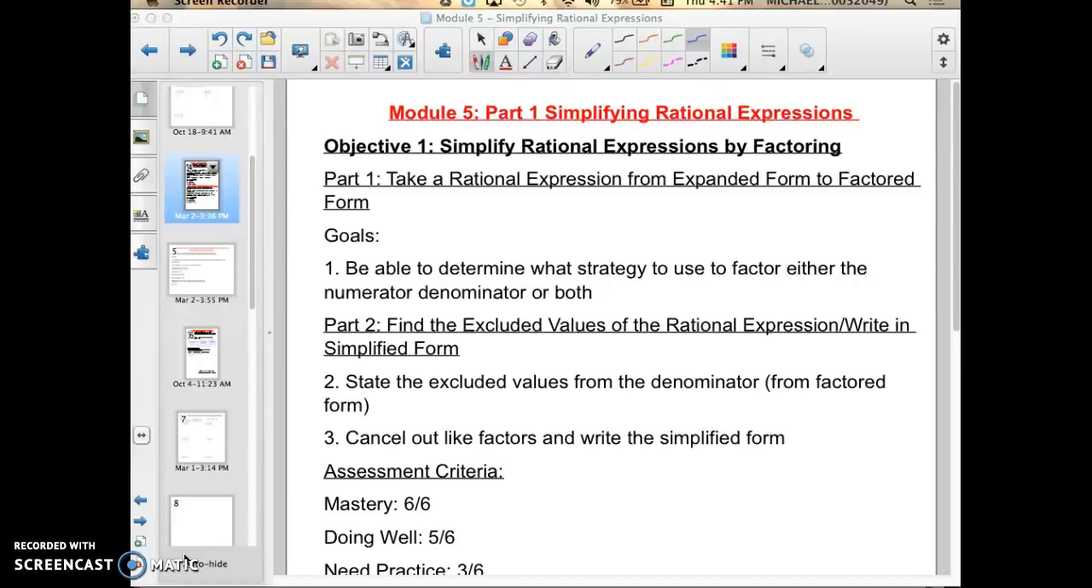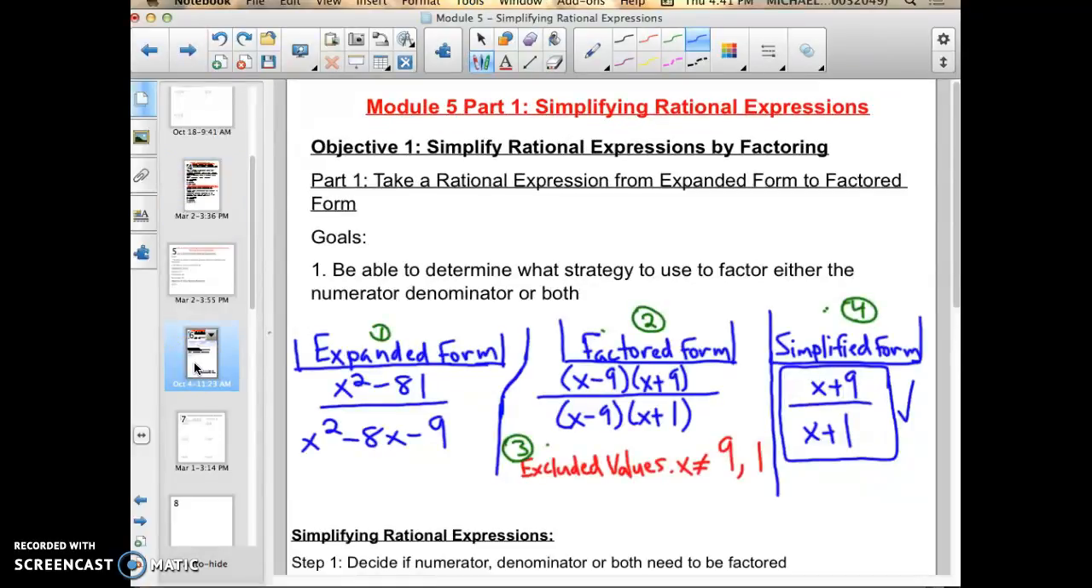But in order to do part 2, you have to be able to do part 1, take it from expanded form to factored form. And so you need to be able to factor quadratics. And so that's why I broke it up into parts. You need to master part 1 before you can move on to part 2. So let's venture to part 1.